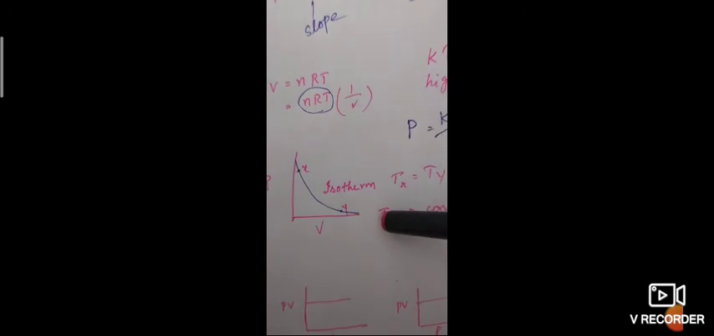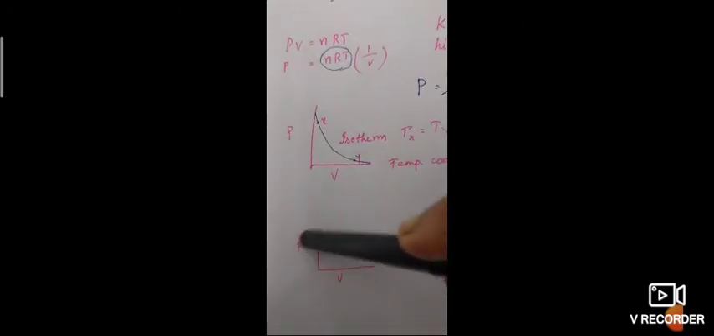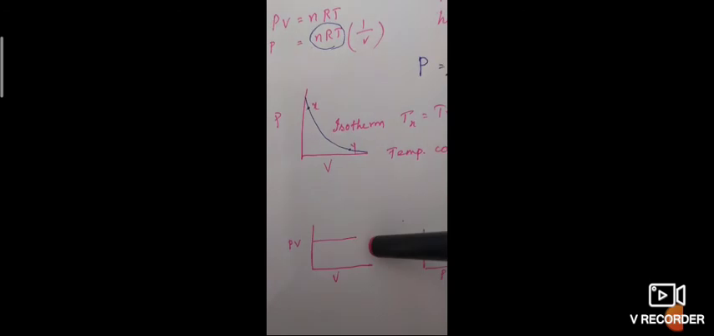And if you draw the graph between P and V, we know that as pressure increases, volume decreases, and as pressure decreases, volume increases, at a constant temperature. The curve at constant temperature is known as an isotherm. So pressure increases, volume decreases at constant temperature. That is known as an isotherm.